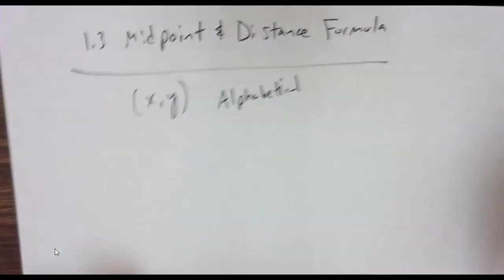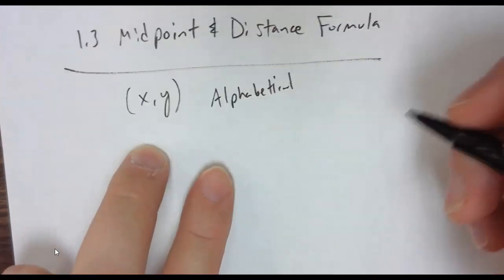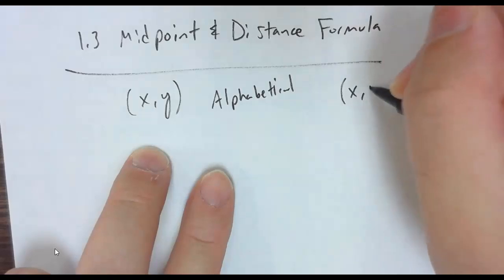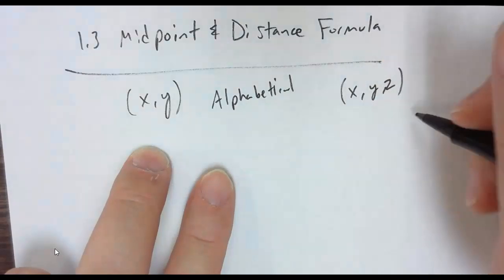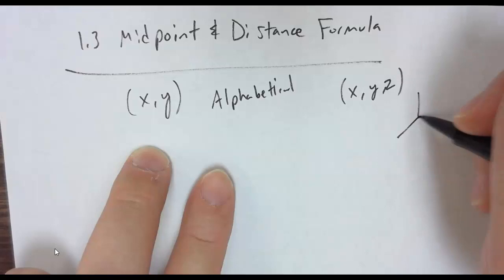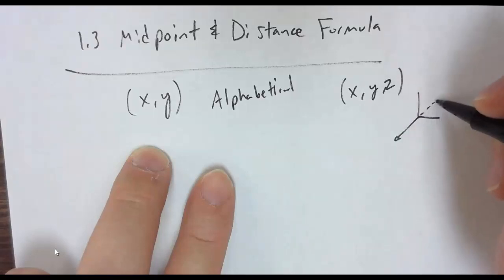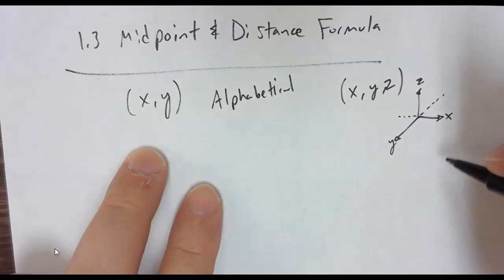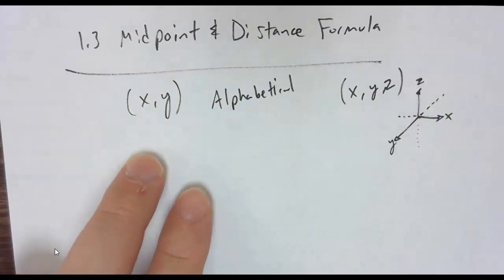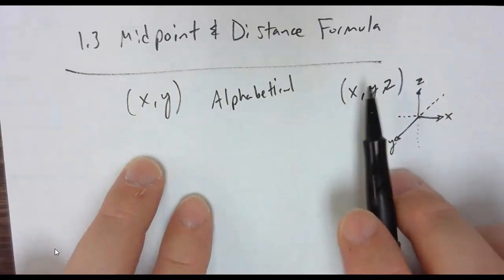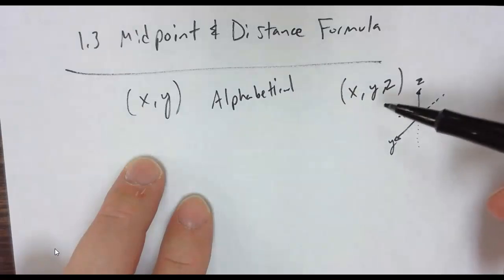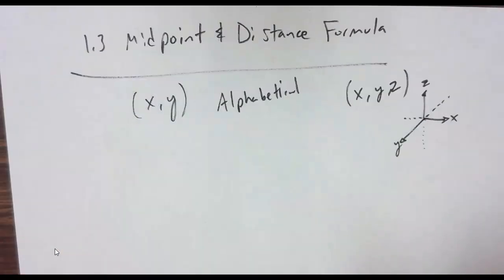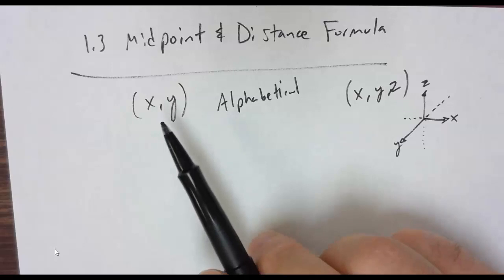Sometimes people do y then x, but no, it goes x, y, and in three dimensions, x, y, and z. In Calc 3, they've got these three. So that's the x, that's the y, and that up and down is the z. Just bear that in mind. They reserve the last three letters for left and right, up and down, and through. So that's why we do it alphabetically.